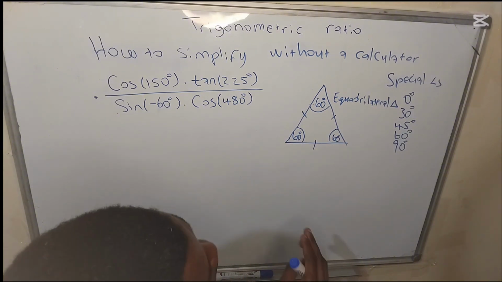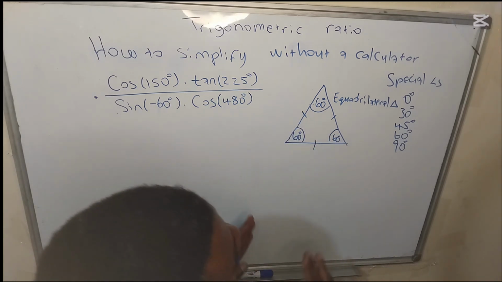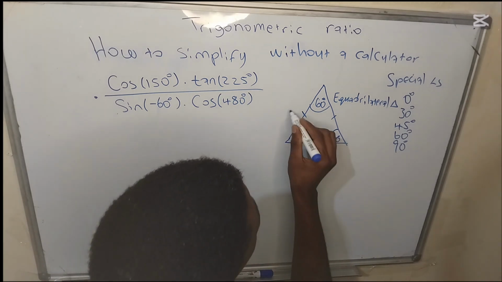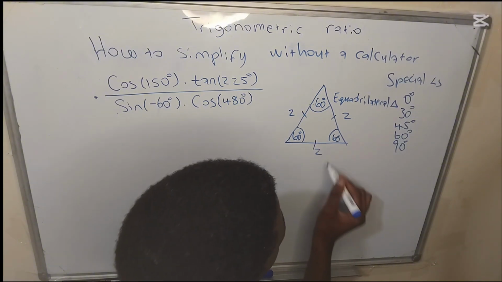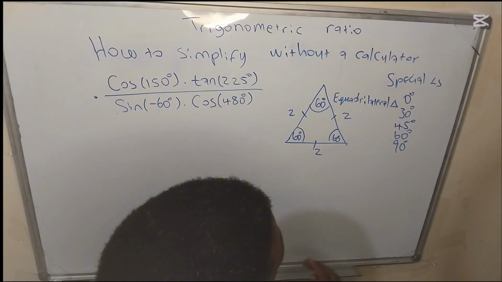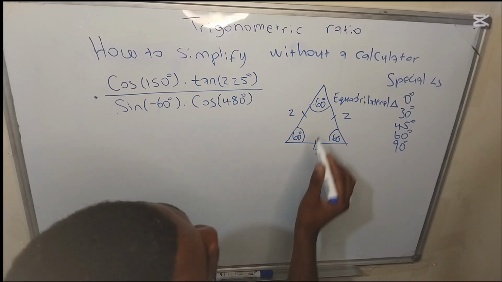Right? So from there you just need to let each side equal 2. This side is equal to 2. This side is also equal to 2. Even this one is equal to 2, right? Then from there we move on.